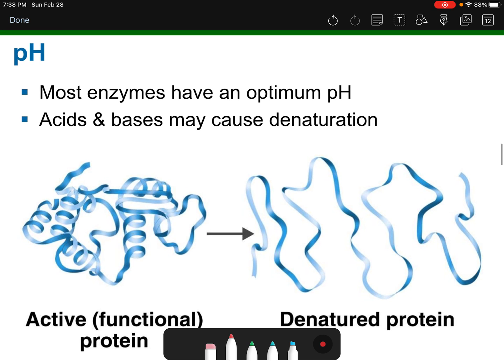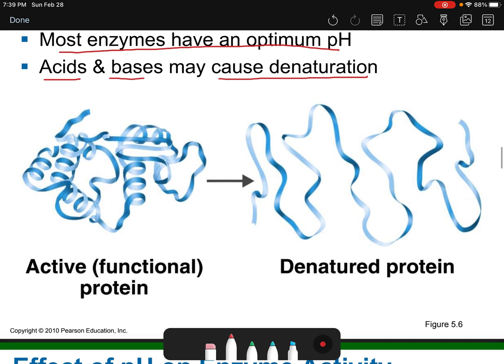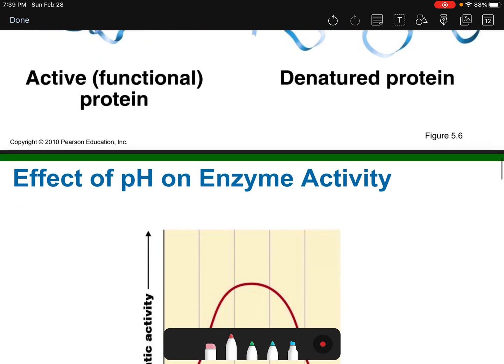With pH, most enzymes also have an optimum pH. So if you get too acidic or too basic, that can cause denaturation as well. So here you have a protein that's all folded and coiled up how it's supposed to be with its protein folding. And when it gets exposed to an acid or base, it might start to unravel and denature, and pretty soon it doesn't have its shape that it's supposed to have. If it doesn't have its shape, the substrate cannot attach to that active site.